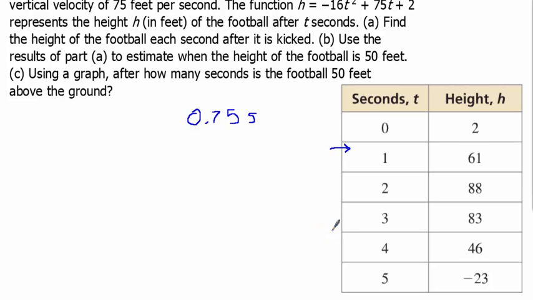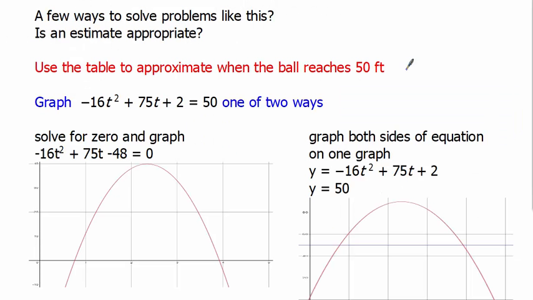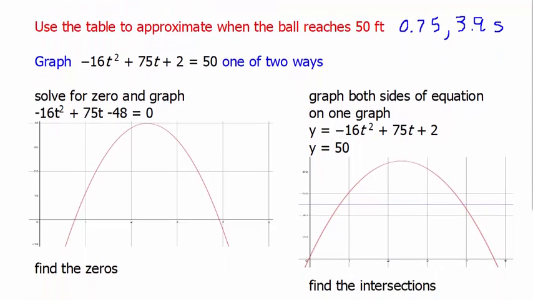And I also notice I'm here just before 4, pretty close. So maybe this is at 3.9. Those are guesses from the table. When does the ball reach 50 feet? It reaches it twice, on the way up and on the way down. But we can also take a look at a graph to help us find those things as well. Excuse me, we have these two estimates at 0.75 and 3.9 seconds. That's one of the ways.